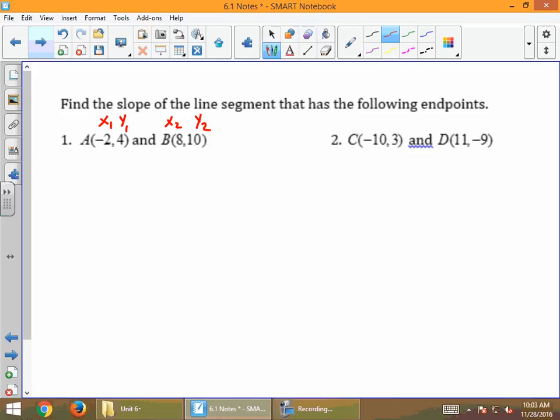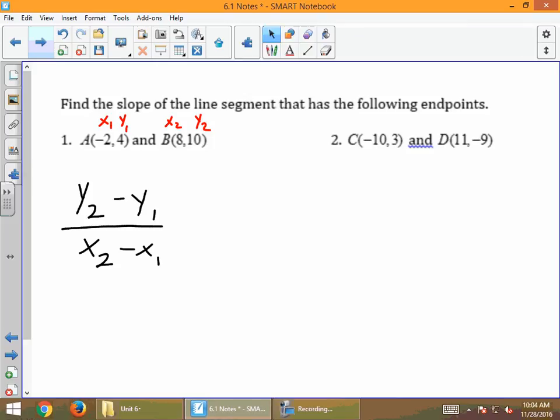And then you just plug them into the slope formula. What is the slope formula? You have to know that. Change in y over change in x. Y is always in the top, x is always in the bottom.